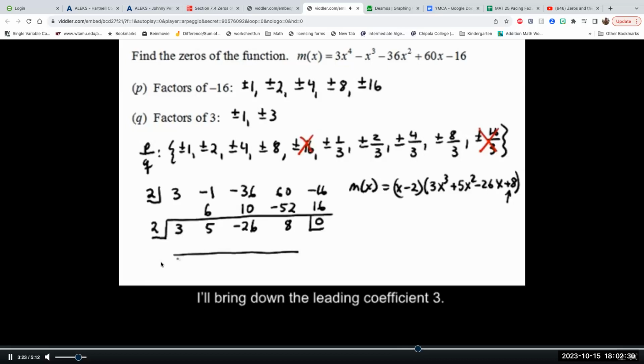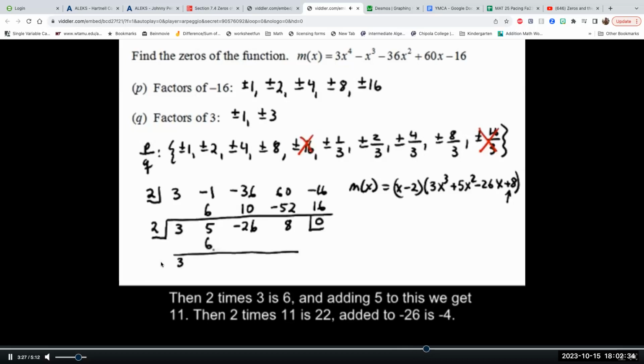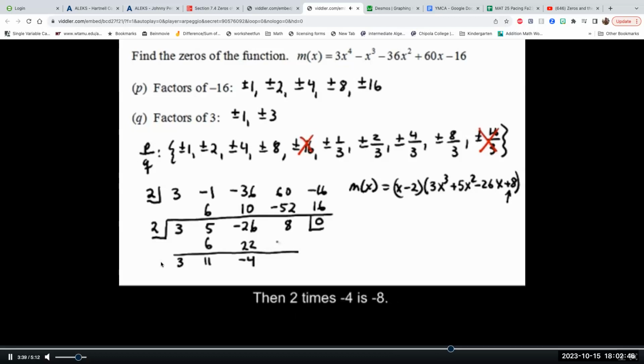I'll bring down the leading coefficient 3. Then 2 times 3 is 6. And adding 5 to this, we get 11. Then 2 times 11 is 22. Added to -26 is -4. Then 2 times -4 is -8. And 8 plus -8 is 0. So notice you get another 0. So how did she even know that the 2 would work 2 times?